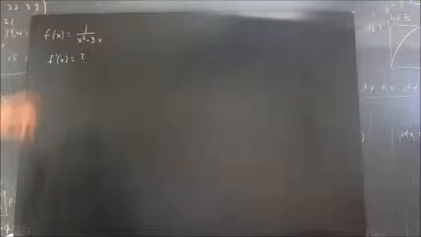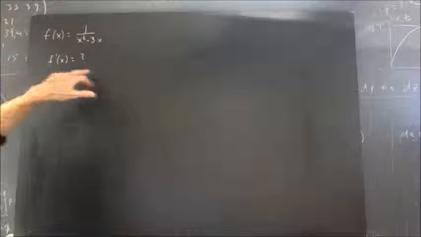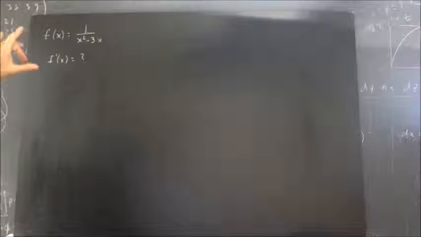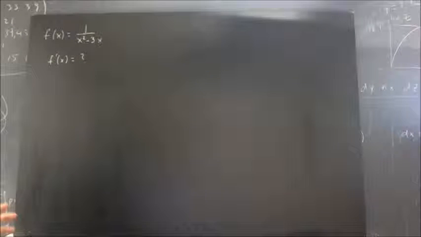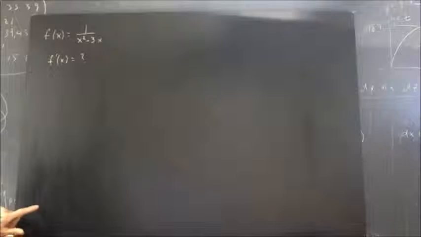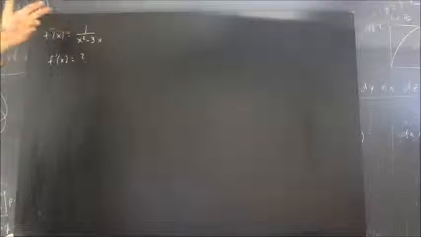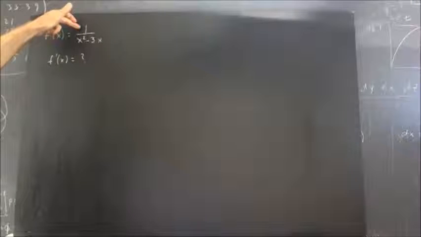We have the function f of x equals 1 over x squared minus 3x. We want to find the derivative of f of x. Now we're digressing a little bit because people are having a lot of trouble with the rules of differentiation. This can be done using the quotient rule, but you have a constant function up on top. You really don't need to use the quotient rule here.